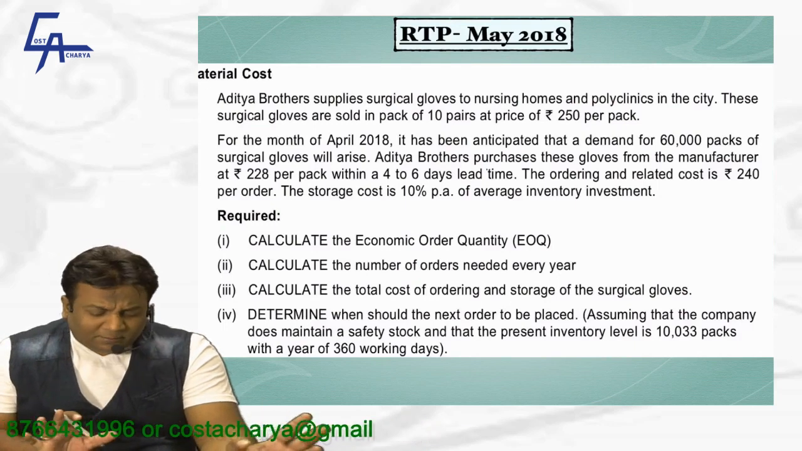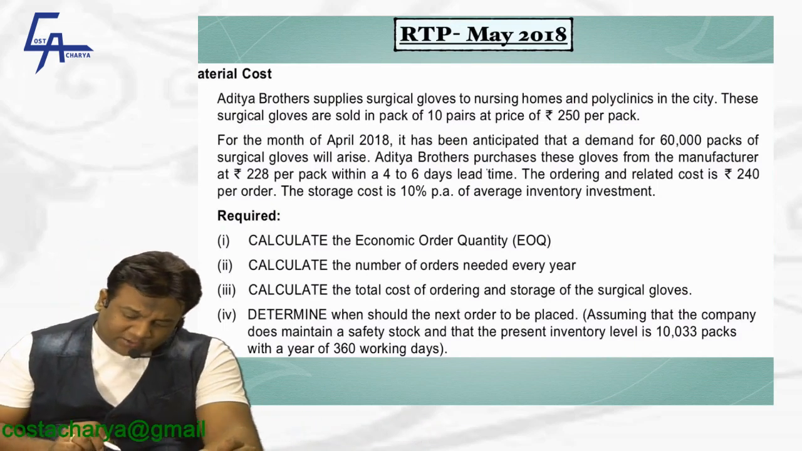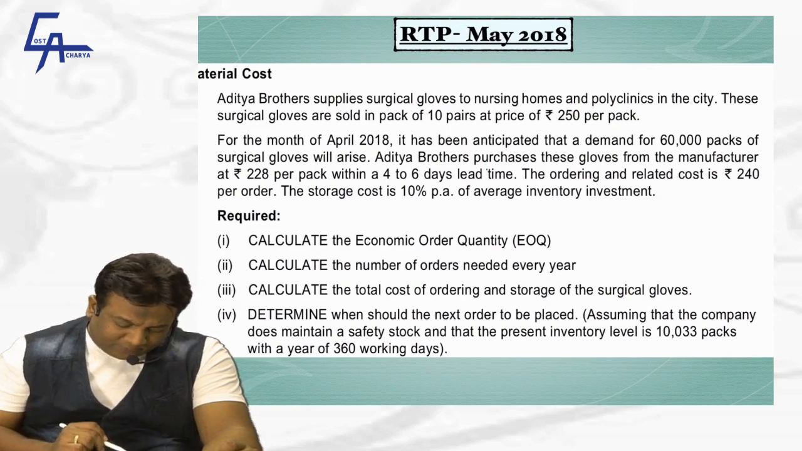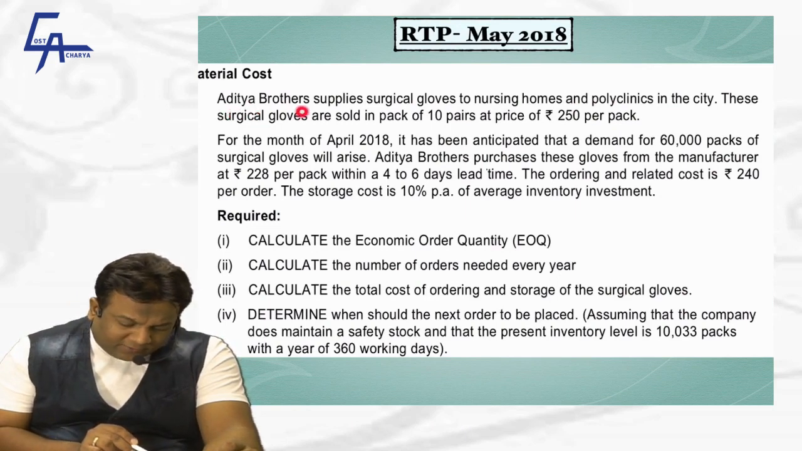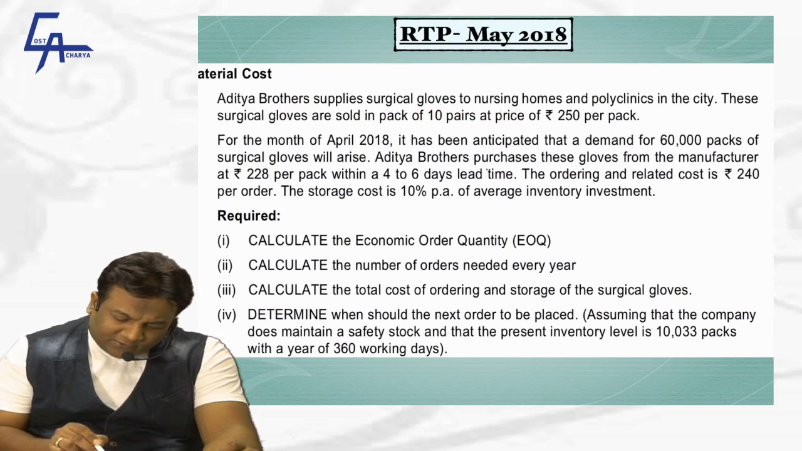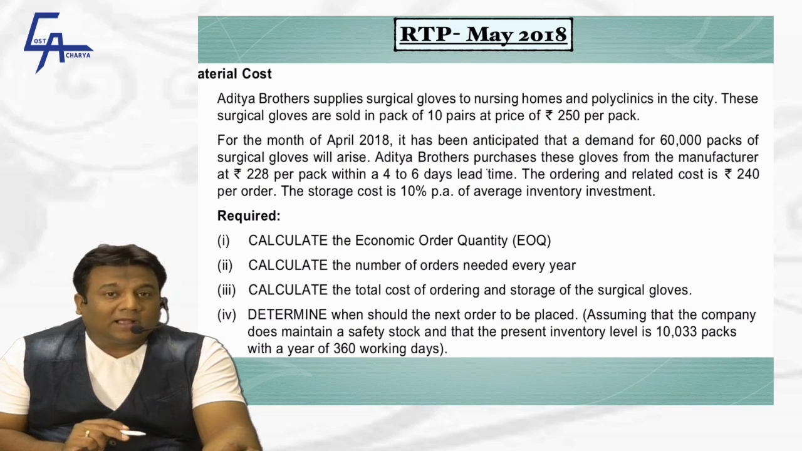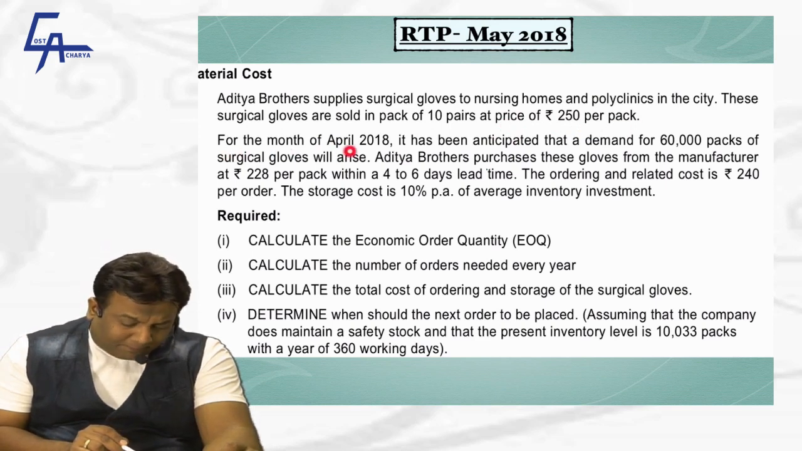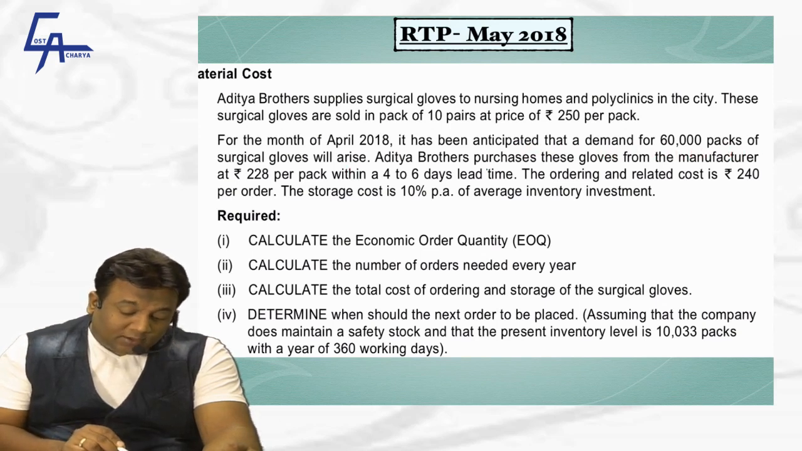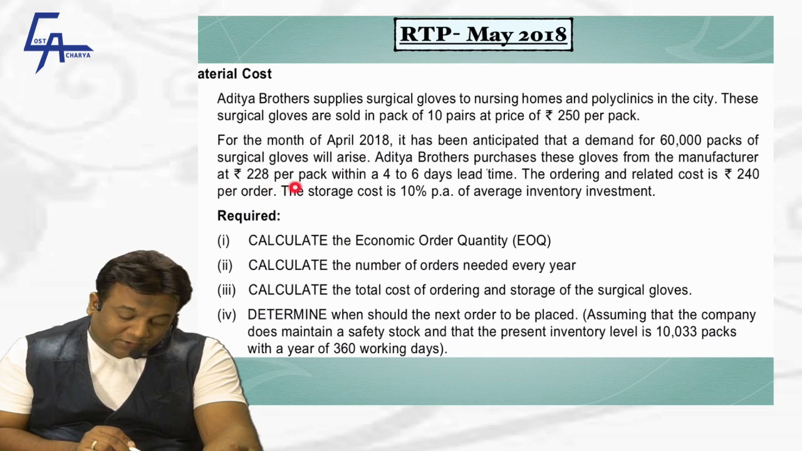The first question is a very simple one. The question of material. Aditya Brothers supplies surgical gloves to nursing homes and polyclinics in the city. These surgical gloves are sold in packs of 10 pairs at a price of 250 per pack. For the month of April, note that it is for the month of April, it has been anticipated that a demand for 60,000 packs of surgical gloves will arrive. Aditya Brothers purchases these gloves from the manufacturer at the rate of 228 per pack.